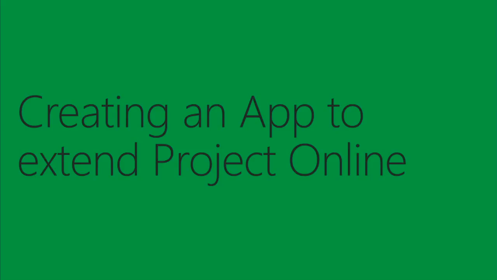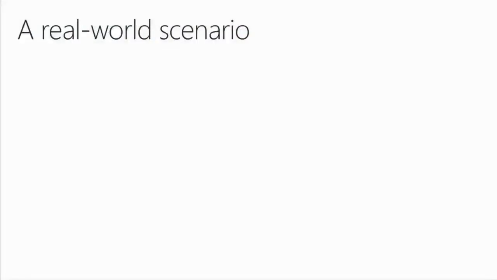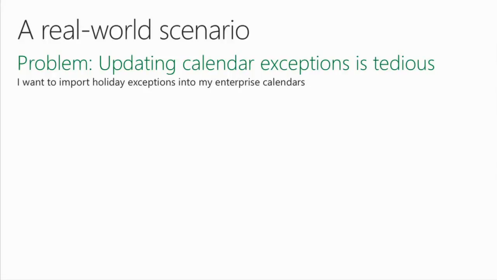So let's have a look at an example. Let's actually dive into this and talk shop. So I want a real-world scenario, and like I said, I don't like fictitious scenarios. So this is a problem that customers have asked me many times. Enterprise calendars: there's no simple way to import holiday exceptions, like you would in Outlook, where you just say, I'm in Australia or America, and it brings them in automatically, your Christmas and your New Year's and so on.